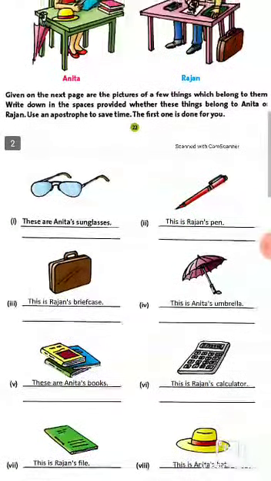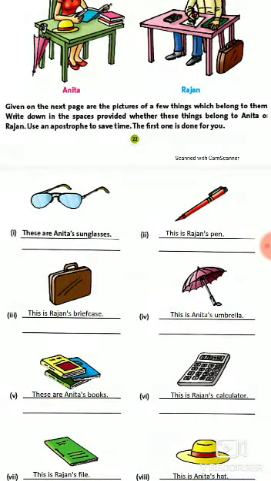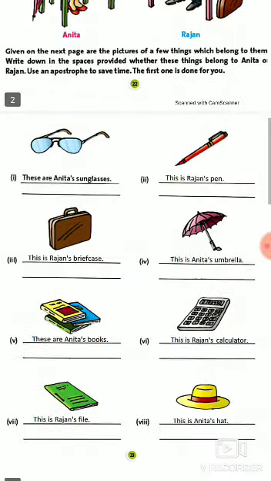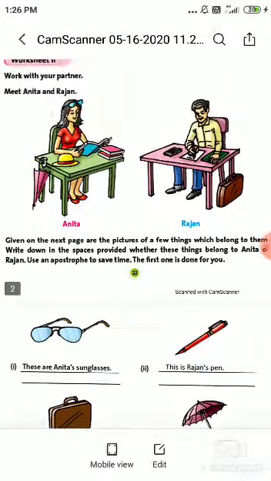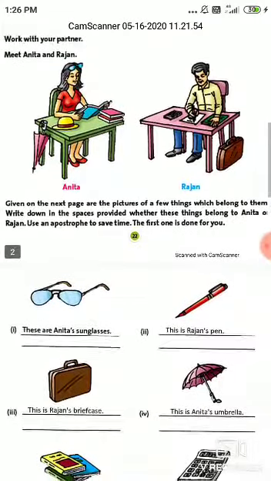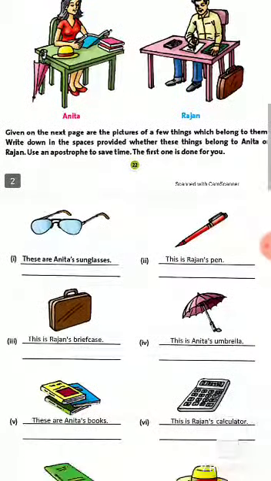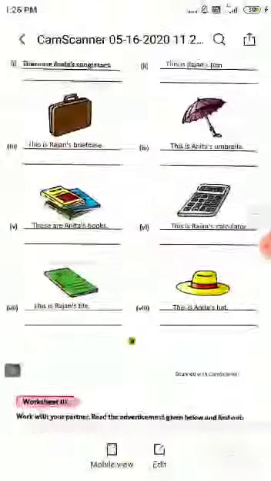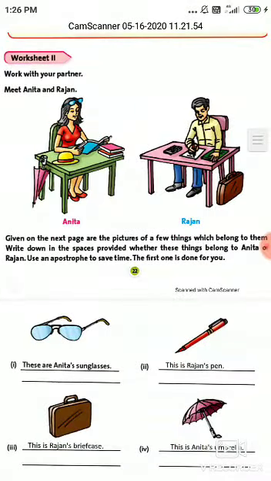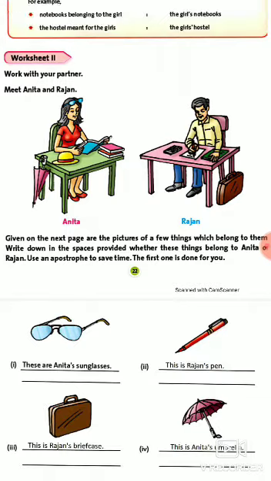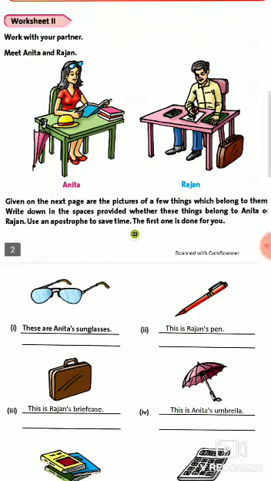The next picture is of a file. Whose file is this? This is Rajan's file, because we can see this green file lying on Rajan's table. Whose hat is this? This is Anita's hat, because we can see this hat is on Anita's table. In this way, we can use apostrophe to show someone's belonging.